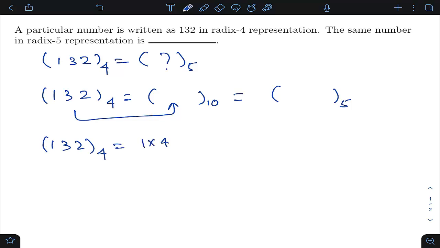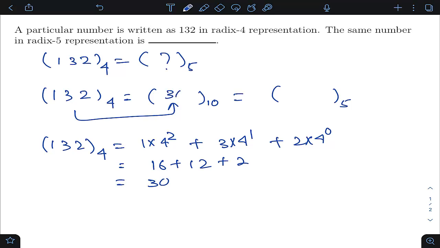So it is 1 into 4 squared plus 3 into 4 raised to power 1 plus 2 into 4 raised to power 0. So this is 16, 3 into 4 is 12, and this is 2. So this happens to be 30. So 132 in base 4 is equivalent to 30 in base 10.